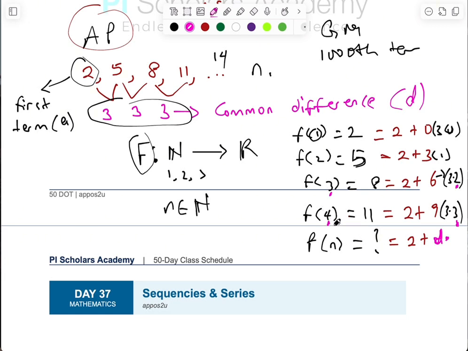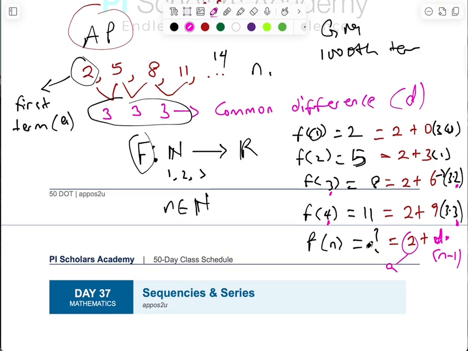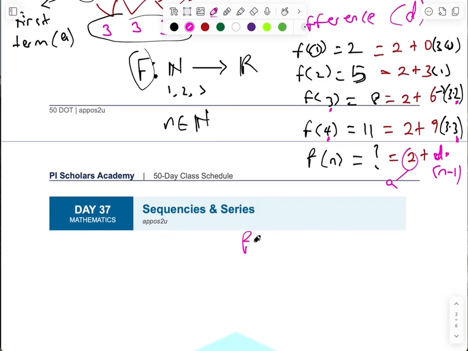than the number itself. So therefore, if this is n, this number will have to be multiplied by n minus 1. And what is this? This is your first term. So let's write a common formula like that. So f of n is going to be a plus n minus 1 multiplied by d.